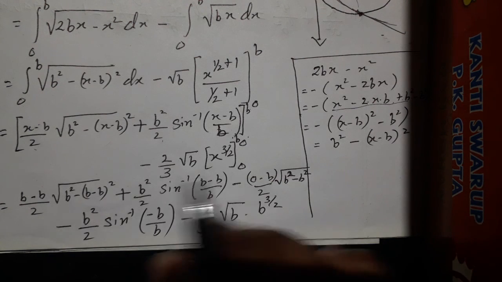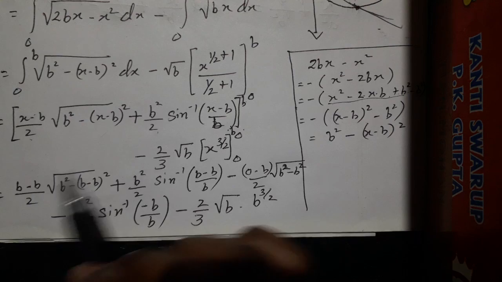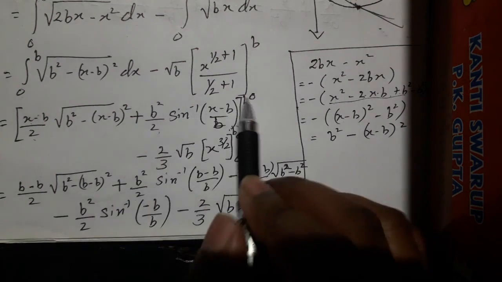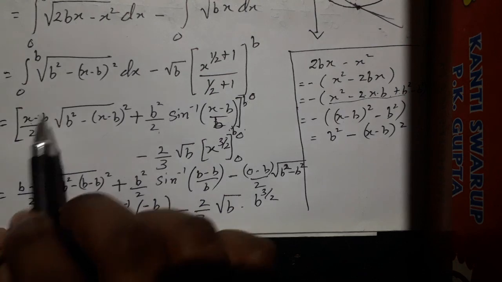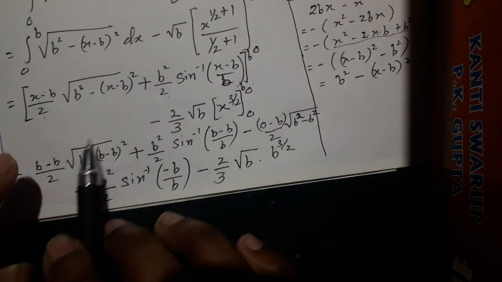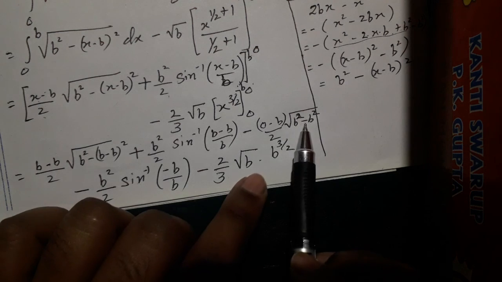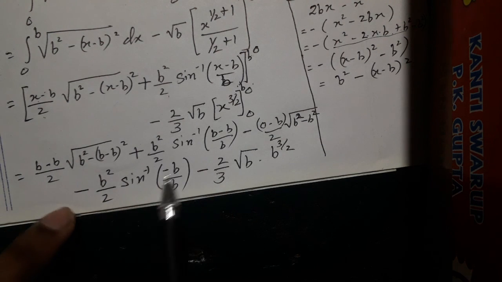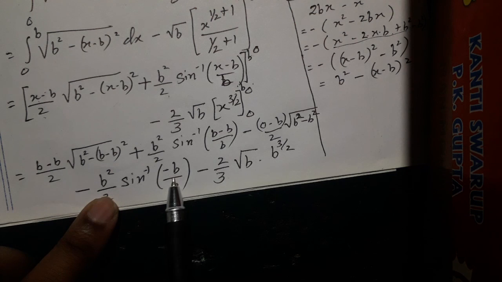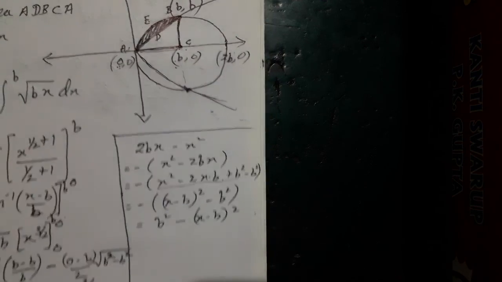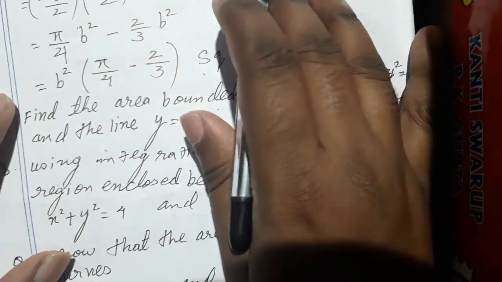So we put the limits 0 to b here. In place of x, we put the upper limit first, then give the minus sign, then put the lower limit. In place of x, I'm putting 0. Here b minus b, this whole thing will be 0, so it will not contribute anything. This also, b minus b, we get 0. Here also b squared minus b squared will be 0. Only this and this are left. So we get minus b by b, which is nothing but minus 1, and here we get b to the 3 by 2.